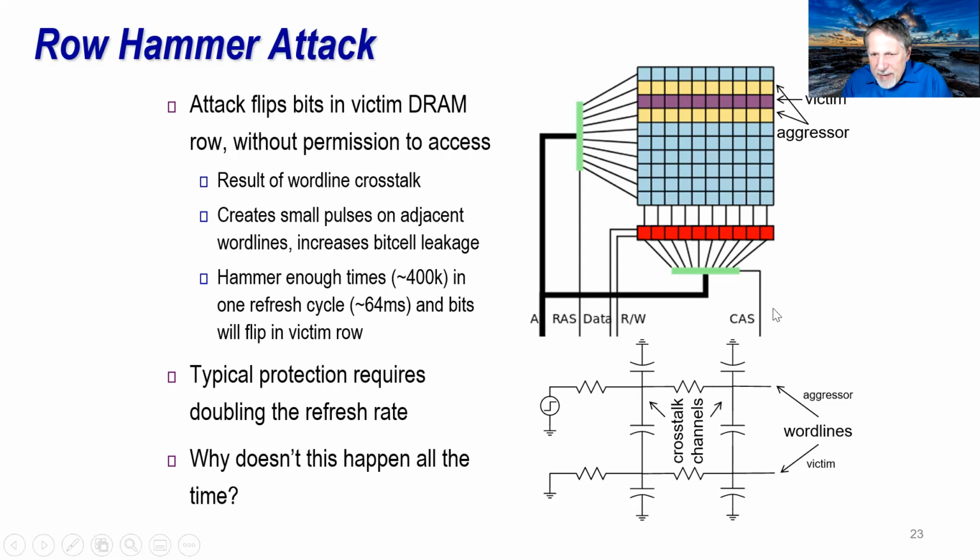So as I'm hammering these two lines, the victim line is repeatedly getting little increases of voltage on its word line. And so it's getting proportionally increasing leakage out of its cells. And what you can do is, if you hammer hard enough, within a single refresh cycle, you can force those bits to reset and lose their data.